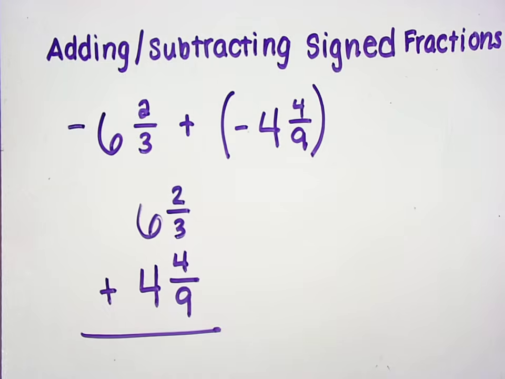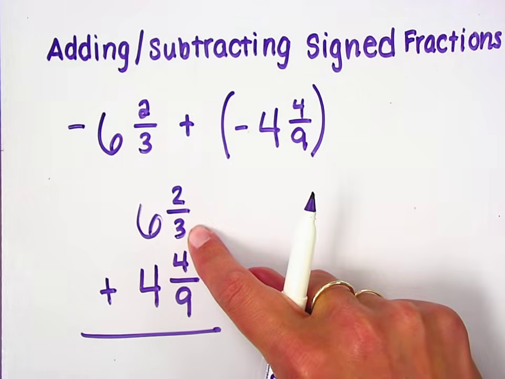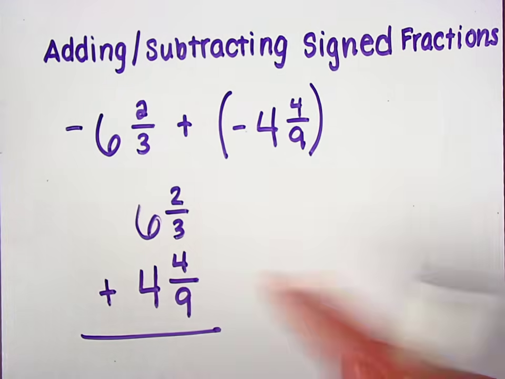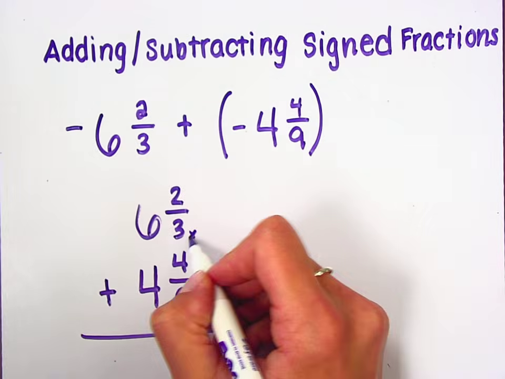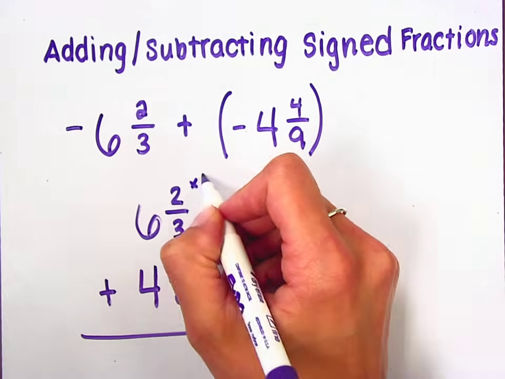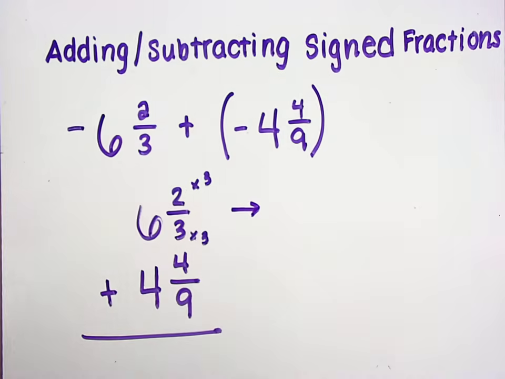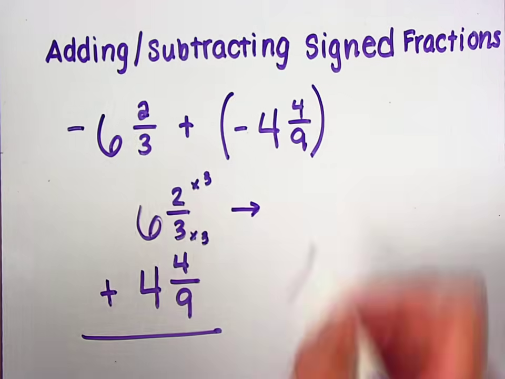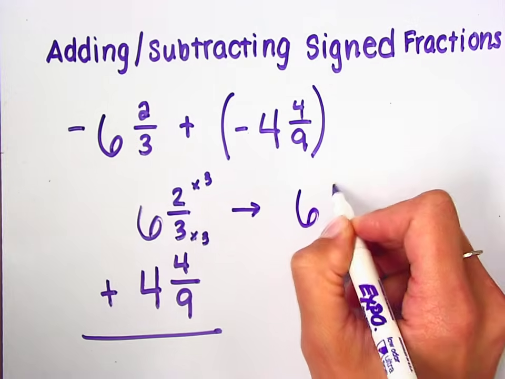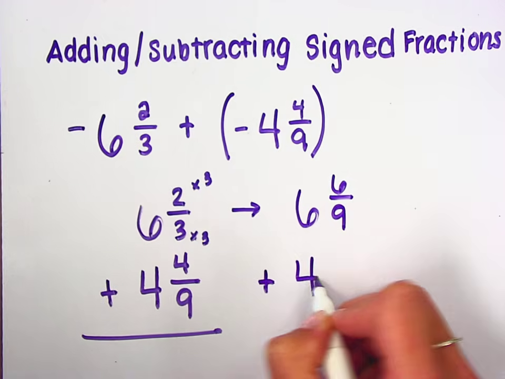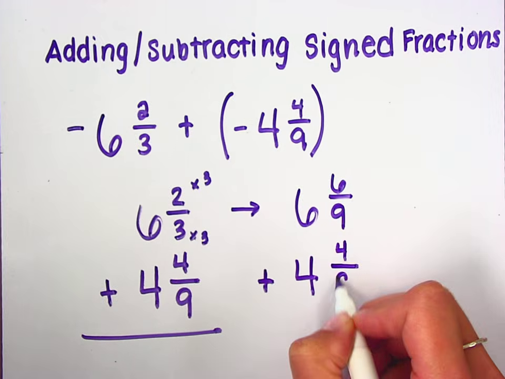denominator. When I think about a common denominator, I first start by thinking about, can I multiply this smaller denominator by something to equal this larger denominator? In this case, yes, I can. I can multiply 3 by 3 and 2 by 3, because whatever we do to the denominator, we must also do to the numerator. So this becomes 6 and 6/9, and I'm going to add that to 4 and 4/9.